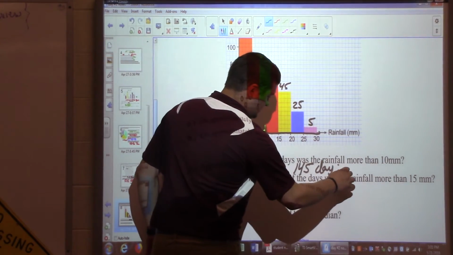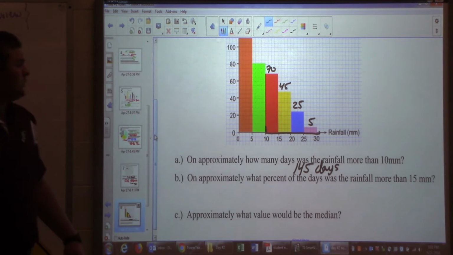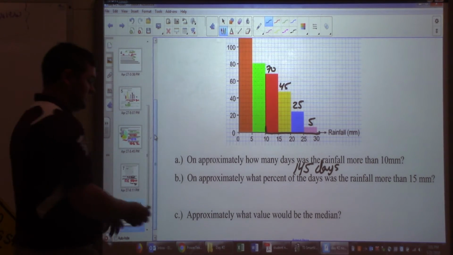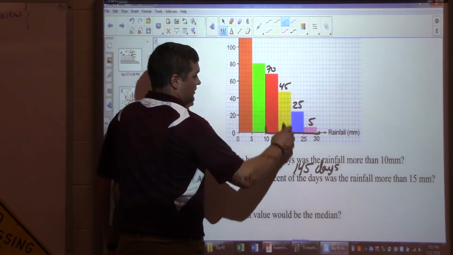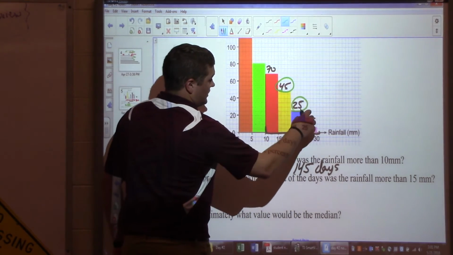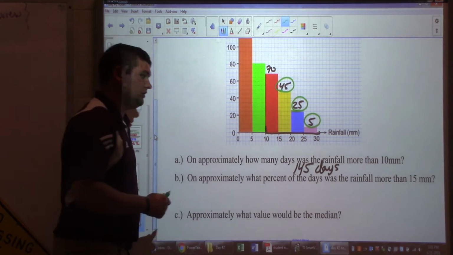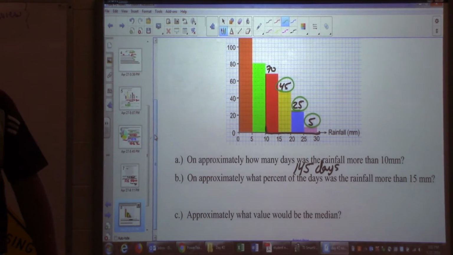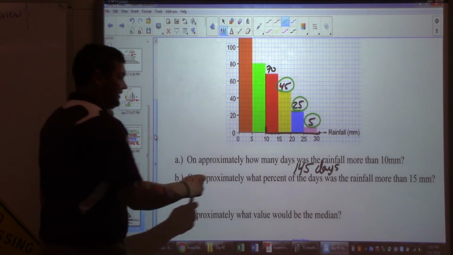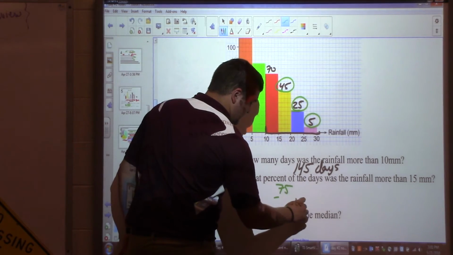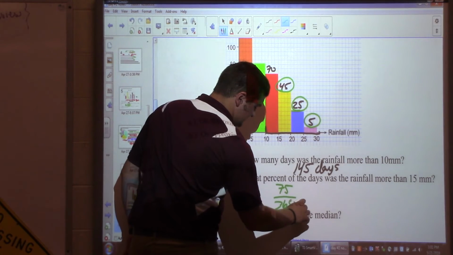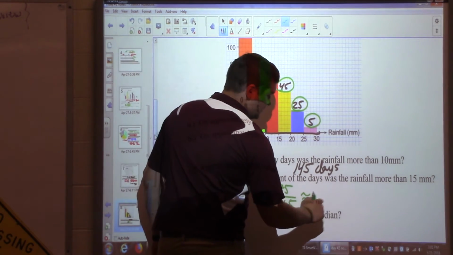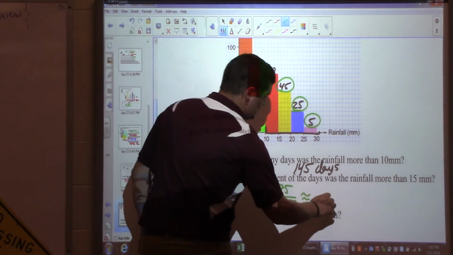Good. Alright. Approximately what percent of days was the rainfall more than 15 millimeters? Well, that would include the yellow one, the blue one, the pink one. So, what percent of days? It would be 75 days out of 365, which is approximately 21%.